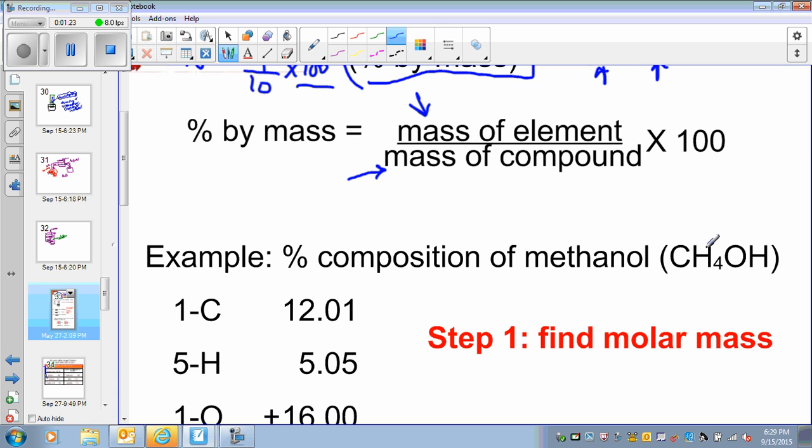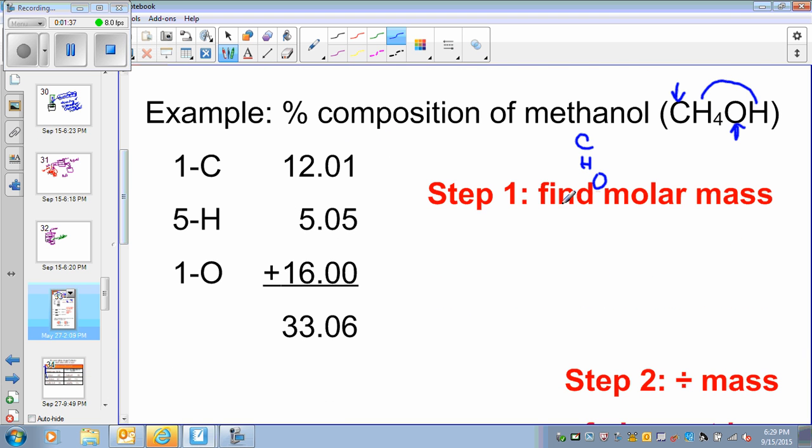So let's calculate the composition of methanol, and we will calculate the percentage of each element in this compound. So there are three elements: carbon, hydrogen, and oxygen. I need to see how many of each I have. So in this compound, I have one carbon, five hydrogens, and one oxygen.